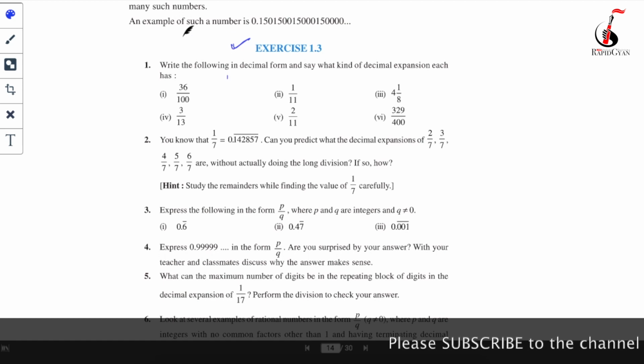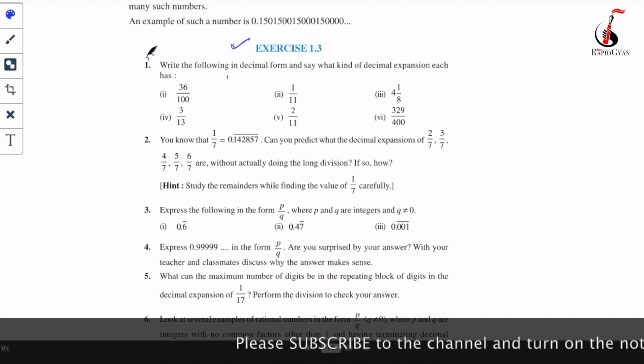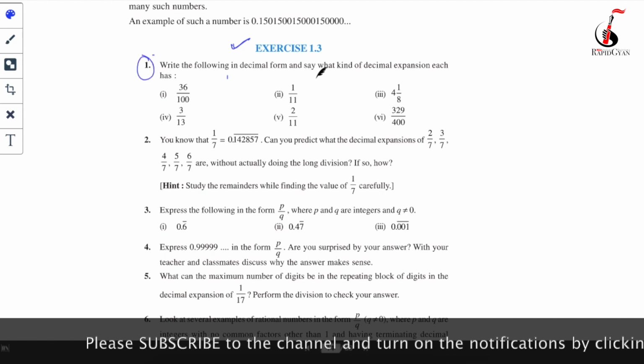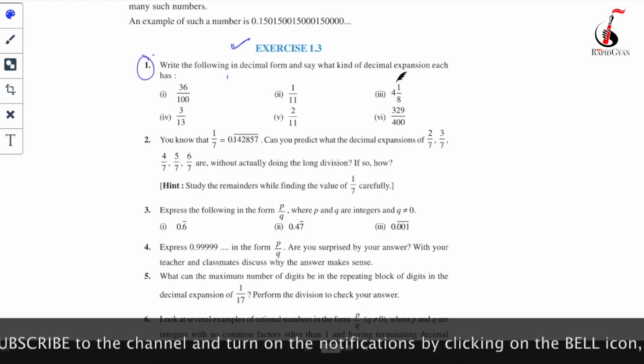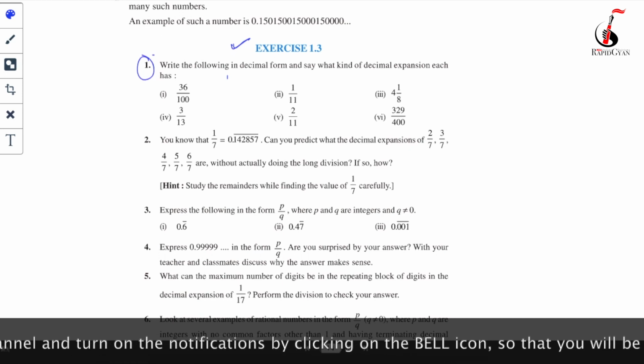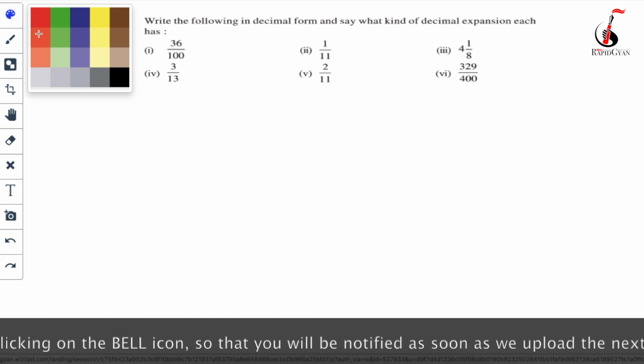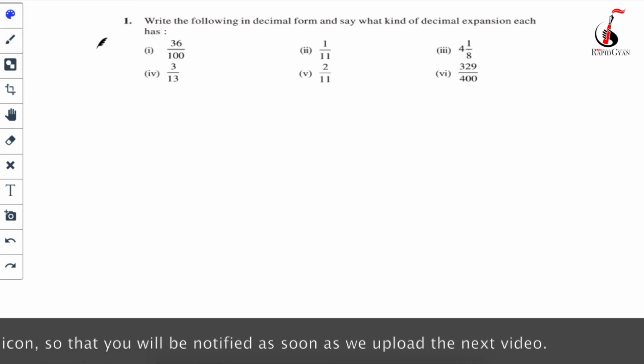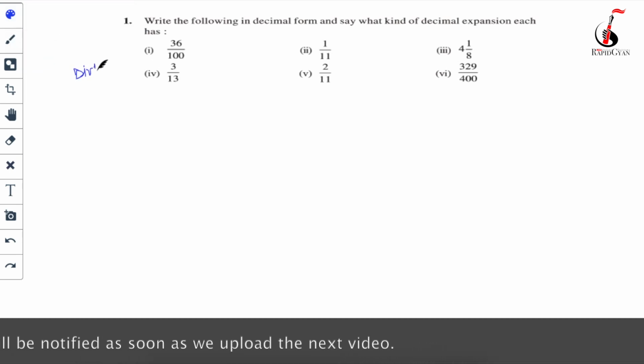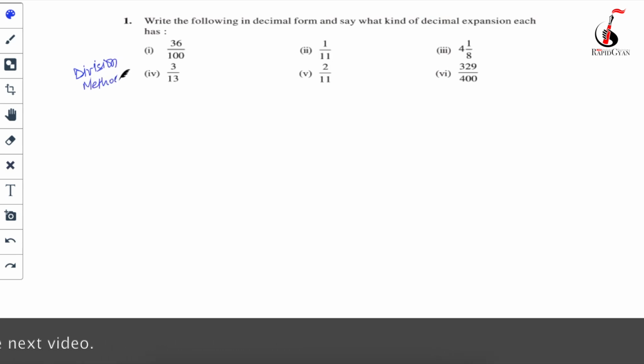Okay, let's start. The first question says: write the following in decimal form and say what kind of decimal expansion each has. Here is your question. How are we going to find the decimal expansion? There is only one method, the division method. By the division method, we are going to find the decimal expansion of each number.